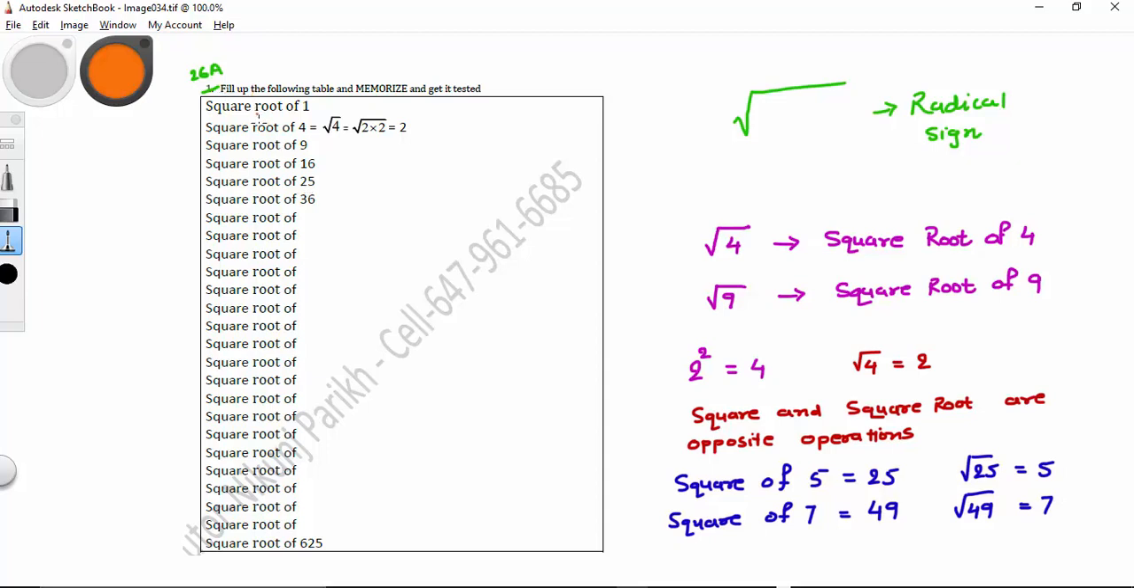Now, let us understand this exercise. I have given you one example here. Square root of 4 is equal to 4 within the radical sign, right? So this much part you understand. You also understand that square of 2 is equal to 4. So square root of 4 is equal to 2. Yes or no? Which means you understand that the square root of 4 is equal to 2, right?